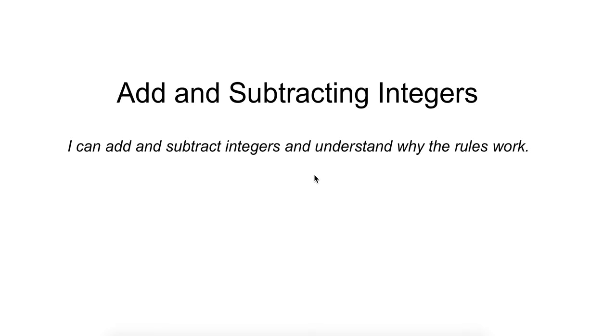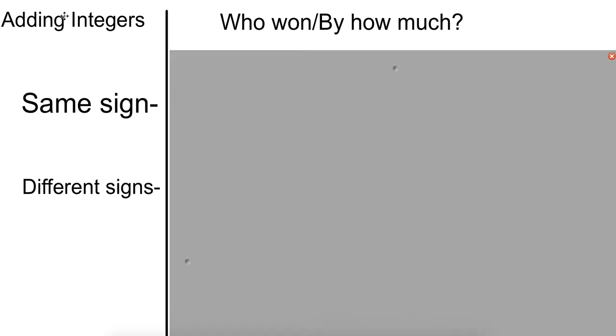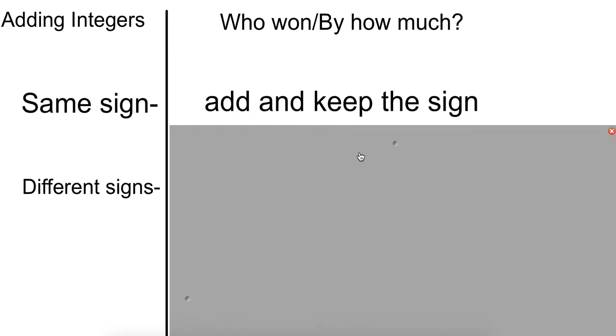Adding and subtracting integers. I can add and subtract integers and understand why the rules work. So yesterday we played the Little Olympics and we looked at adding integers and we asked ourselves who won by how much. And we figured out that when the signs were the same, like negatives or positives both, we add and we keep the sign.